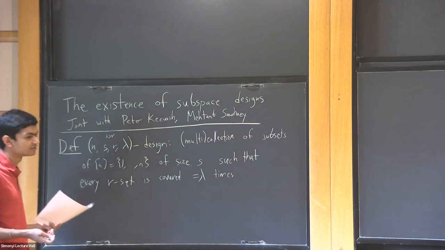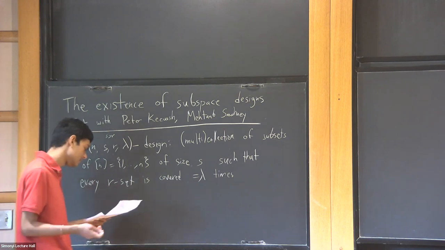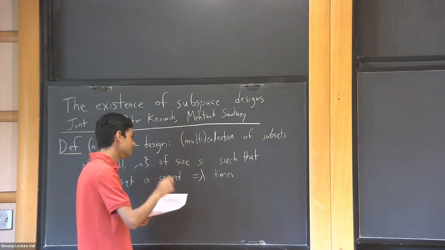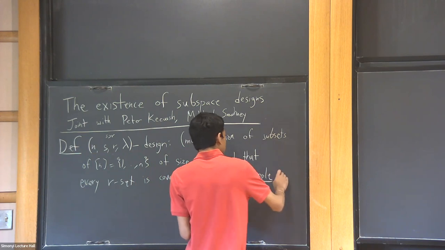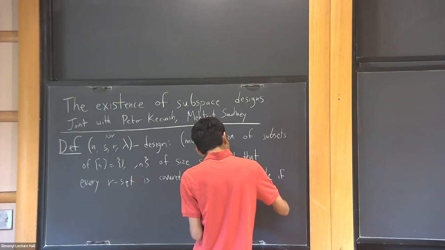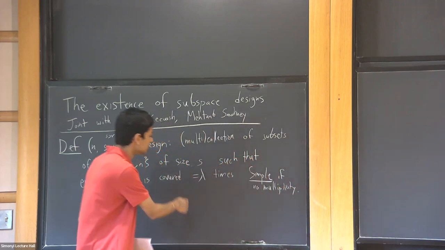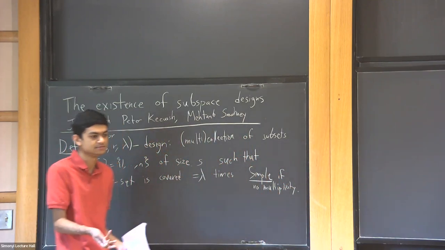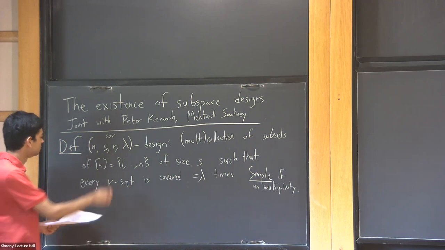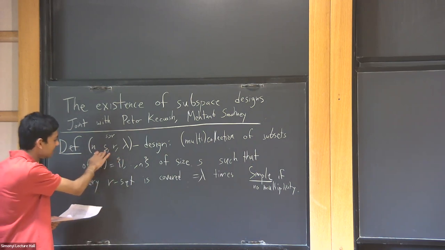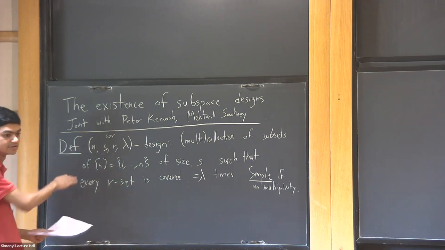Of particular interest is the case where lambda equals one, which is often called just a Steiner system as well. As an offhand note, you call it simple if it is just a collection instead of a multi-collection. In the case where lambda equals one, which we're most interested in, it'll automatically be simple by fiat. There are other ways to notate this as well. For example, this could also be called an r-(n, s, lambda) design, which is sometimes used when talking about block systems and other things. But I'll just stick with this notation.